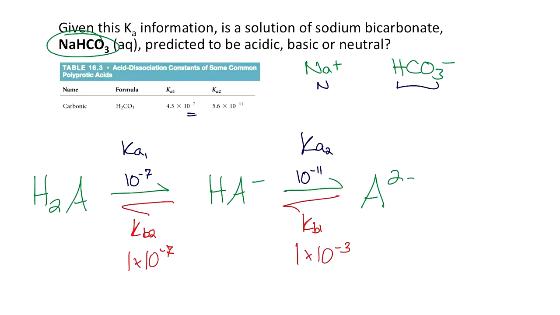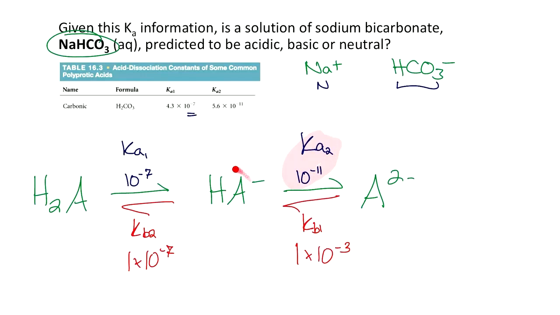Do we want to compare Ka1? No, Ka1 describes H2A acting as an acid. What Ka value describes HA minus acting as an acid? It's actually Ka2. So this is the value that we want to compare.